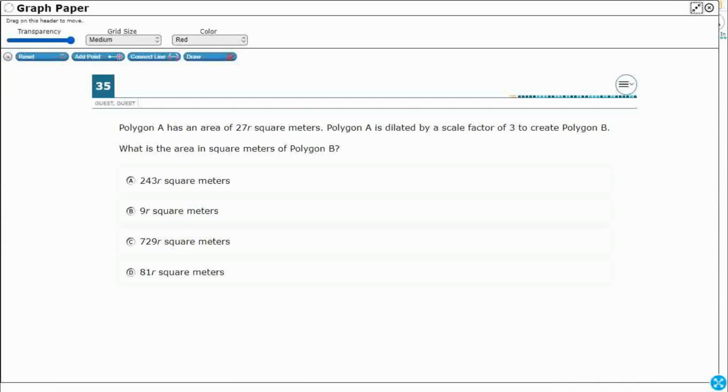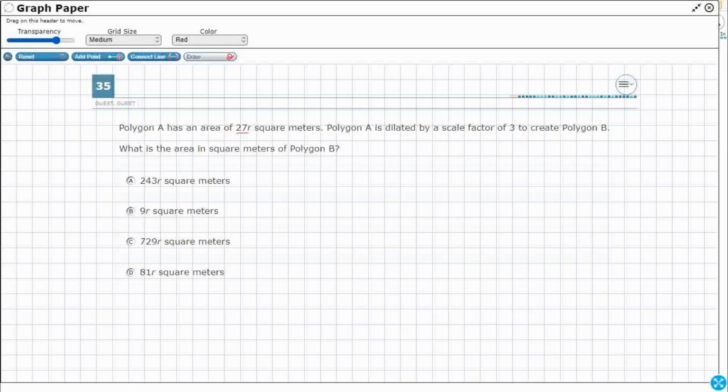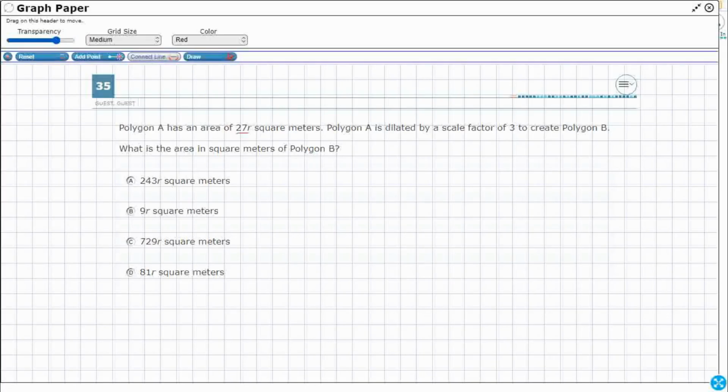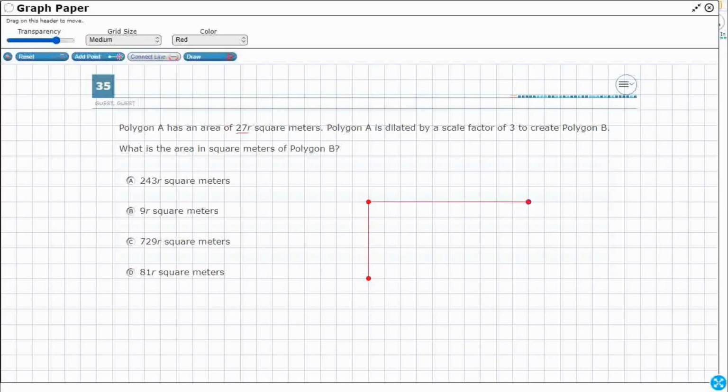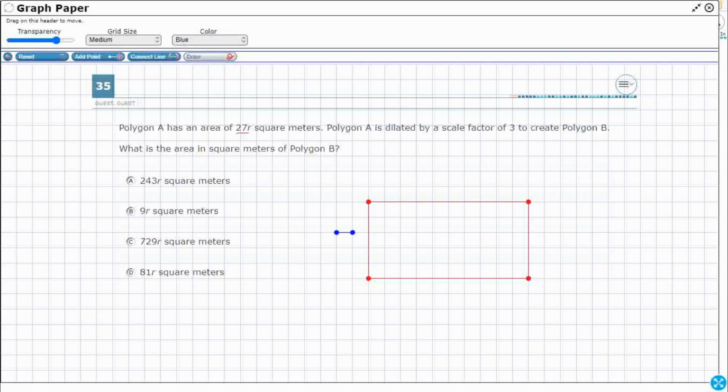So, you know what? Let's just pretend that it's going to be a rectangle, because they didn't tell us it's not going to be a rectangle, right? So I'm just going to draw something that kind of looks like this. I'm not going to necessarily draw it to scale, but we need a visual representation. All right, so 27 square meters. Okay, so let's make this R. Put that drawback on. R and 27.